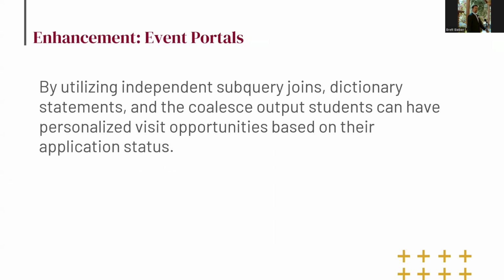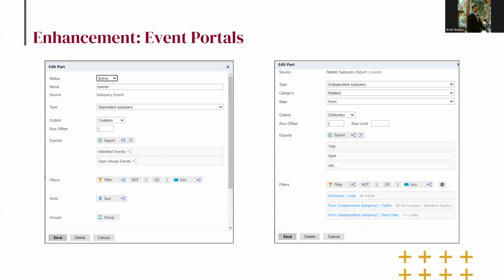And then lastly, we're going to talk about event portals. This section was originally created by Clinton Midkiff from Cleveland State University. By utilizing independent subquery joins, dictionary statements, and the coalesce output, students can have personalized visit opportunities based on their application status. On the left-hand side, as we begin to dig into the subquery export named events, we can see that we are using the coalesce statement.